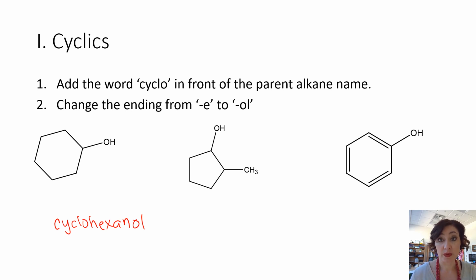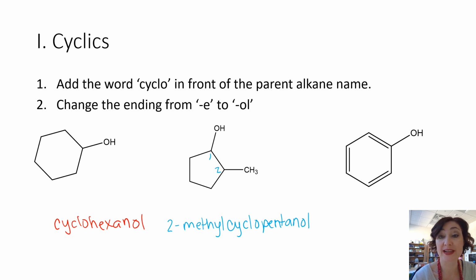In our next example, we have two groups present. So remember that the OH is always on carbon number 1. And now I need to determine, am I going to count clockwise or counterclockwise to give that group the lowest number? I'm going to count clockwise, giving it carbon number 2. So this would be 2-methylcyclo, and this would be pentane, but I'm going to drop the E and add an OL, cyclopentanol. Again, I don't have to state the number that the OH is coming off of because it's always assumed to be on carbon number 1.